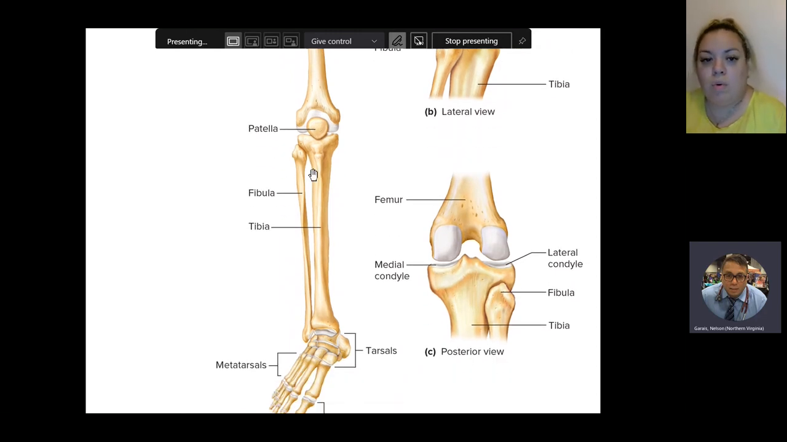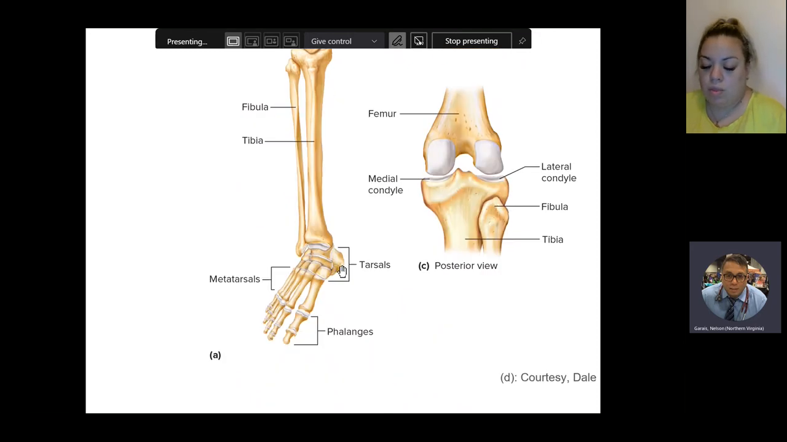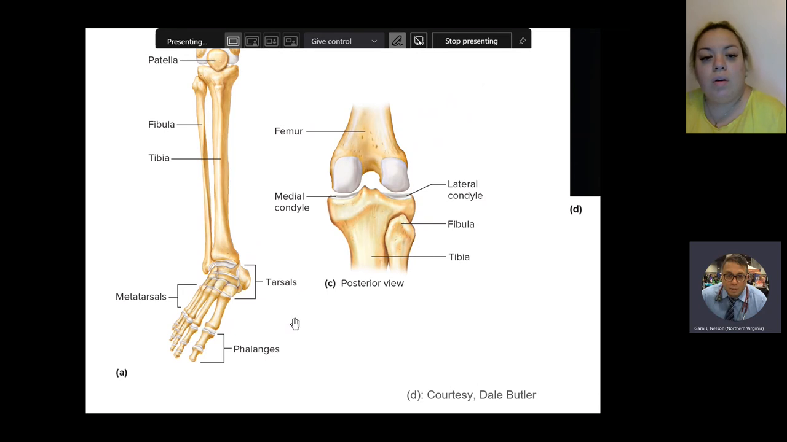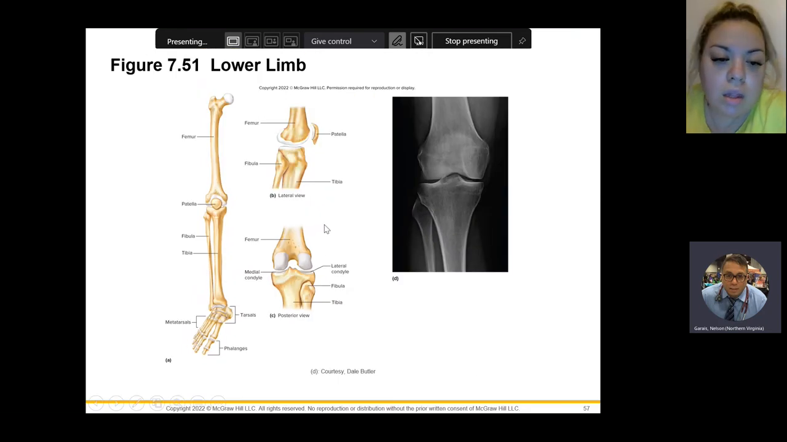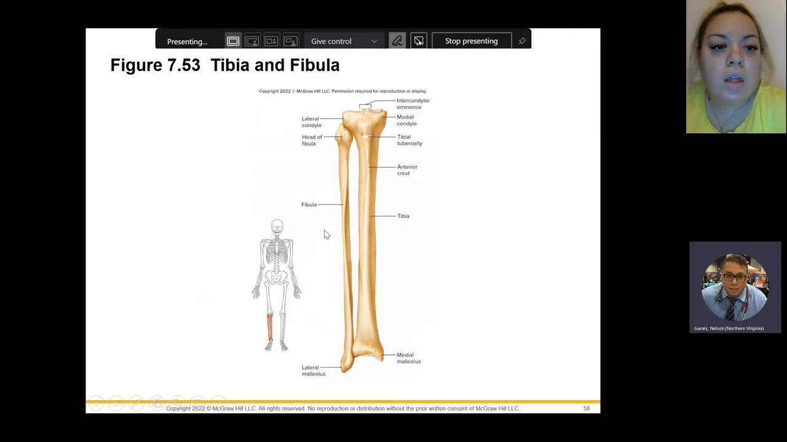You have your tib-fib, your front, larger, more anterior bone is your tibia, and your posterior, thinner bone is your fibula. Tarsals, of course, is your heel. Not heel, sorry. Scratch, rewind that. Tarsals is your ankle. Your metatarsals is the dorsum of your foot, and of course the phalanges are your toes, but your heel is called your what? That we learned in lab. Calcaneus, right?